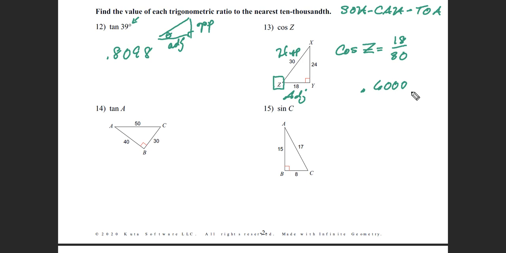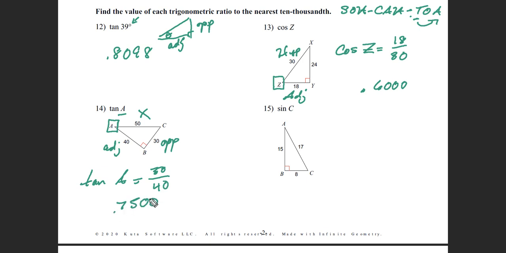All right, if we take a look at 14, the tangent of A. So tangent is the TOA part in SOHCAHTOA. The tangent is the ratio between the opposite and the adjacent side. So it's with respect to A. If we're sitting at A, the opposite side is going to be 30. The adjacent side is not the hypotenuse, not this one, but this one, at 40. So tangent of A is going to be opposite over adjacent. And once again, if we round this to the nearest 10,000th, we get 0.7500.